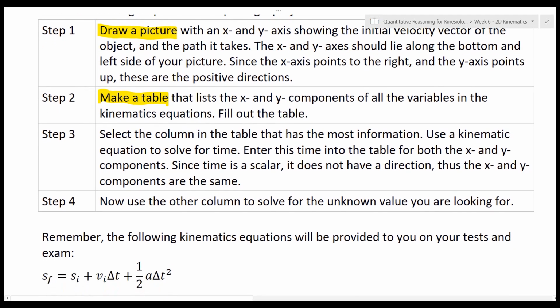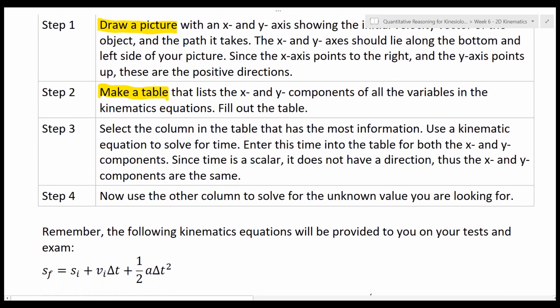All right. In step 3, you're going to select the column of the table that has the most information. Okay, so one column will have more information than the other column. The column that has the most information, you're going to use a kinematic equation to solve for time in that column. Once you know that time, you're going to put it in the other column, and then you can solve for whatever is missing. Okay, so this will make a lot more sense when we actually practice the problems with it. And that's step 4.